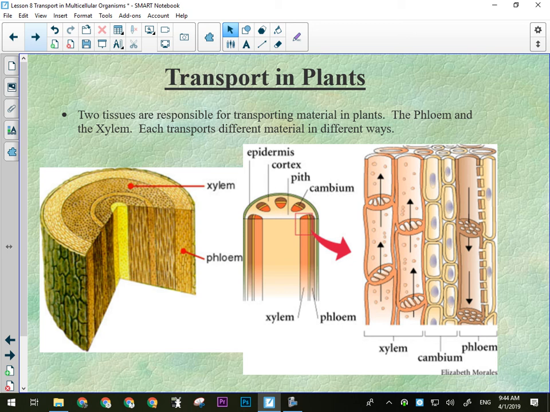So this is what the inside of the plant looks like. We said the phloem, and that's a term you need to know. The phloem transports the sugary sap, and it's transporting it down the plant with gravity. And it's near the outside.